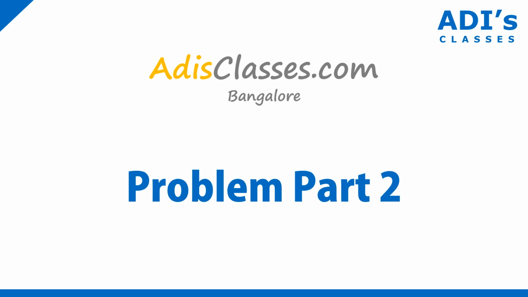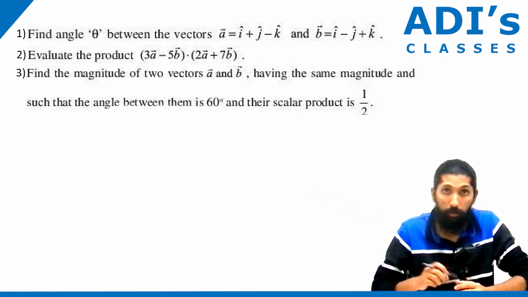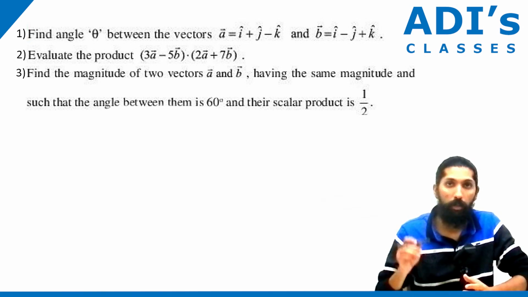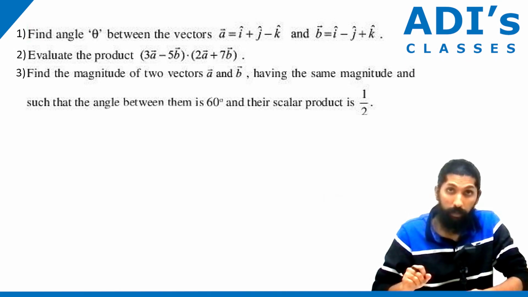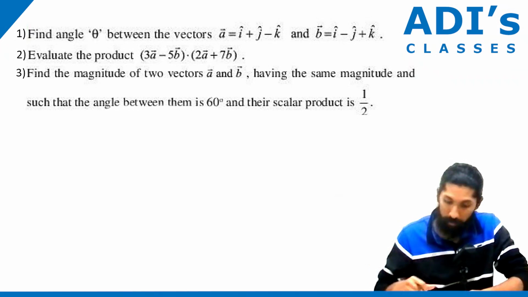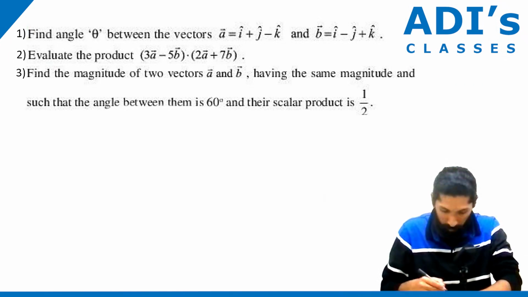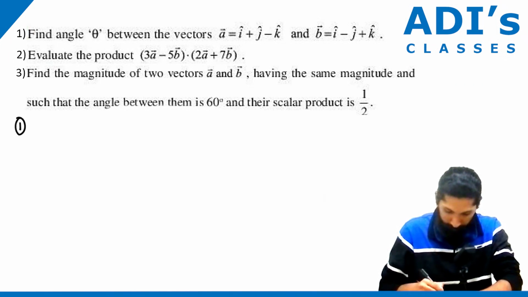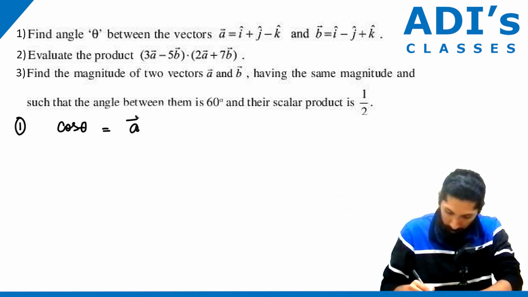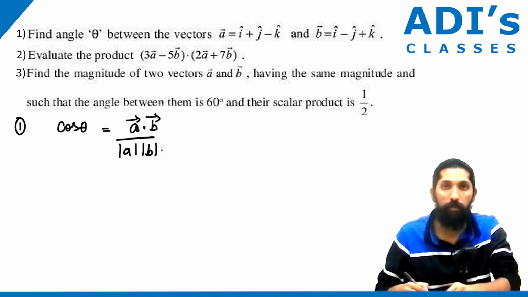Let's start with a few problems based on the dot product and projection of one vector over another. See the first one. Find the angle theta between the vectors A and B. Now for this one, let's start here. Cos theta is equal to vector A dot vector B by mod of vector A into mod of vector B. Correct? This is the formula.